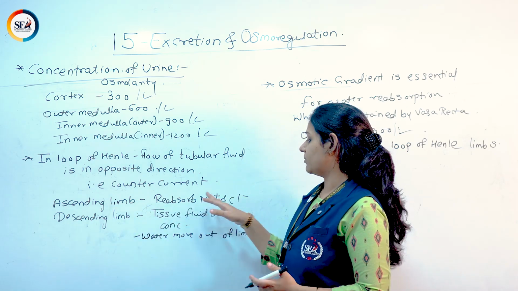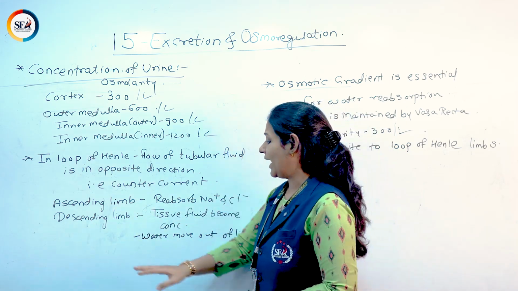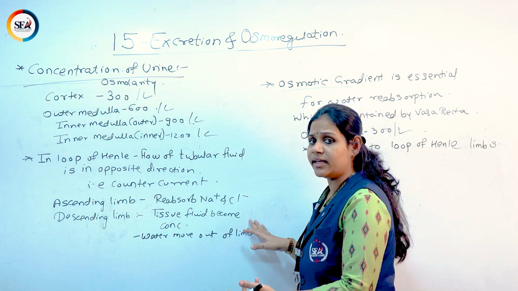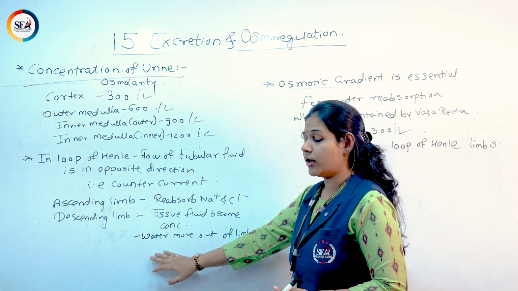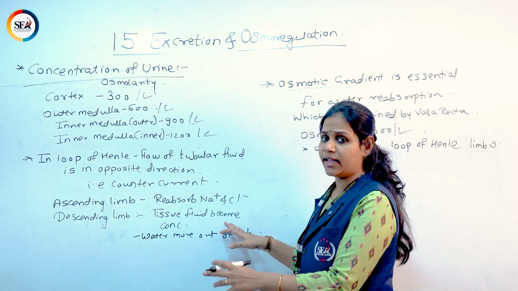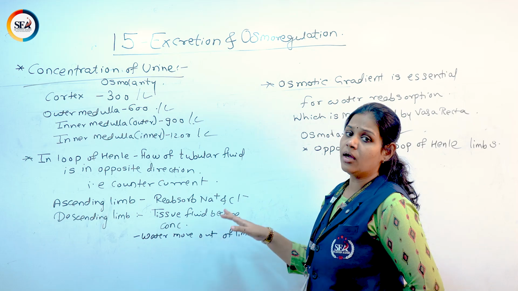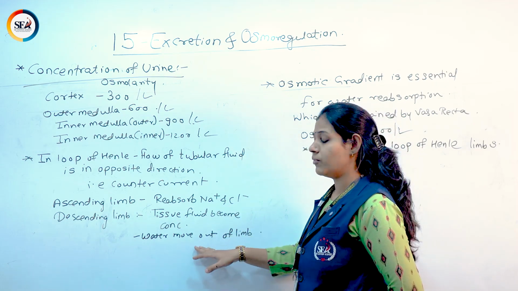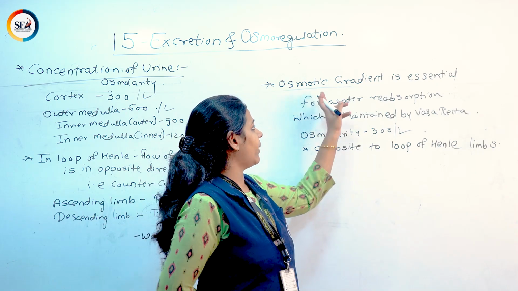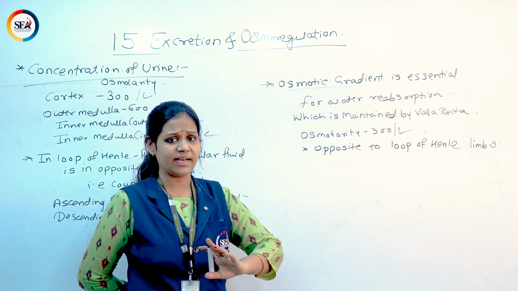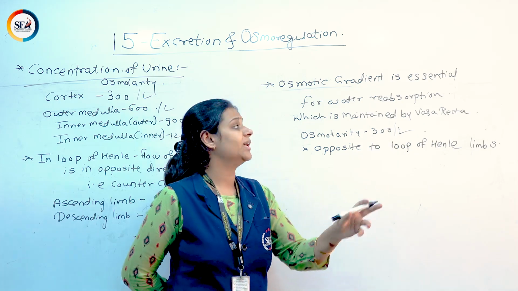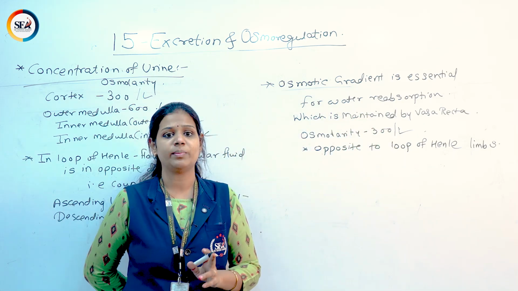The ascending limb reabsorbs Na+ and Cl-, while around the descending limb the tissue fluid concentration increases, and that is the reason water moves out of the descending limb, to maintain the osmotic balance. Now we are going to see what happens in the vasa recta. Before that, this osmotic gradient is essential for the maximum reabsorption which takes place in this region.